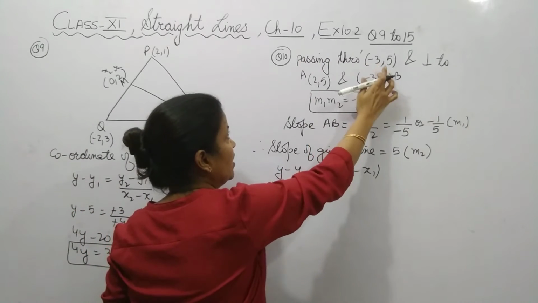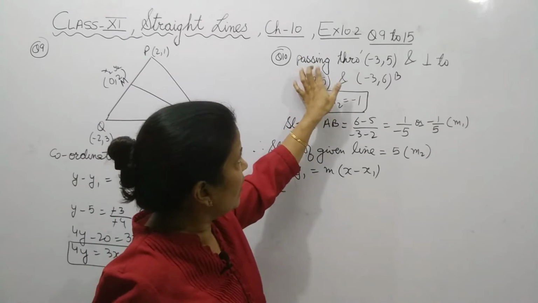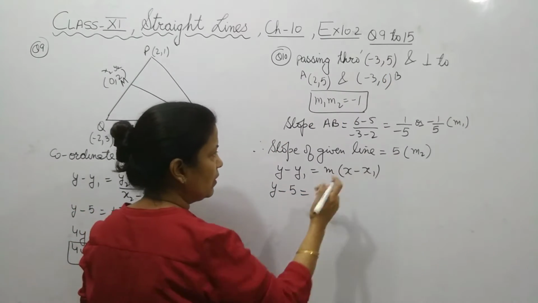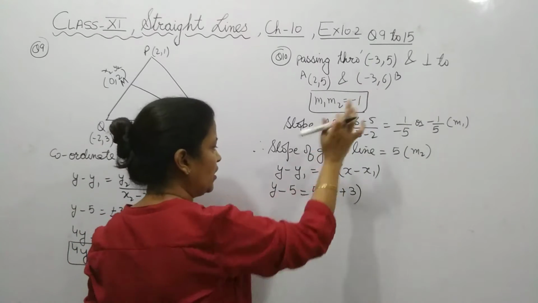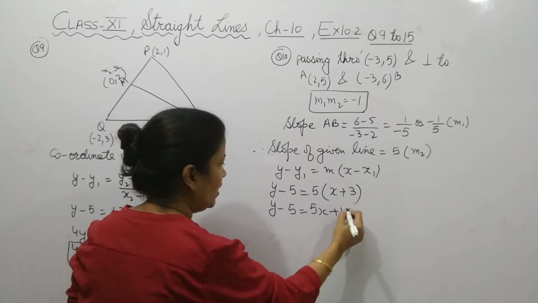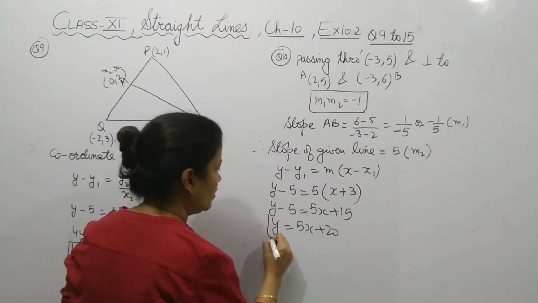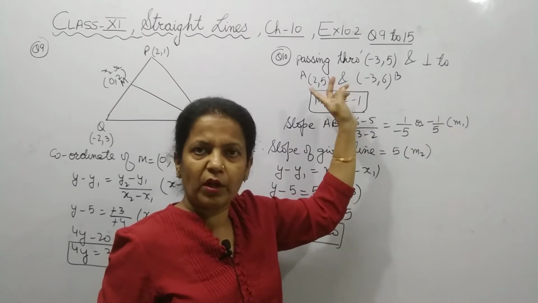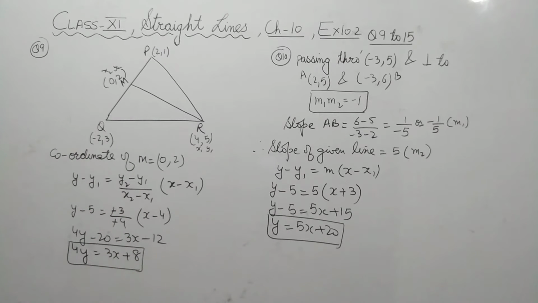The line is passing through this coordinate, so you have to find the line which is passing through this. So y minus y1 equals m, where m of the given line is 5, times x minus x1. Minus minus will become plus. So y minus 5 equals 5x plus 15. Now you can shift 5x. So this is the equation of the line which is passing through this point and perpendicular to the line through the given points. I hope this question is clear. Now come to the next question.